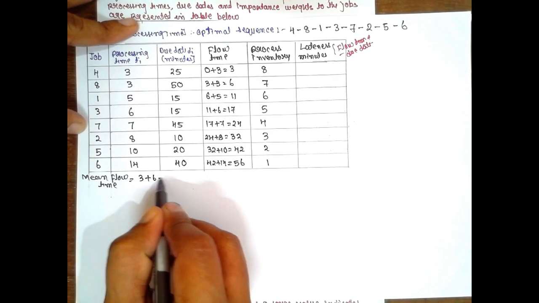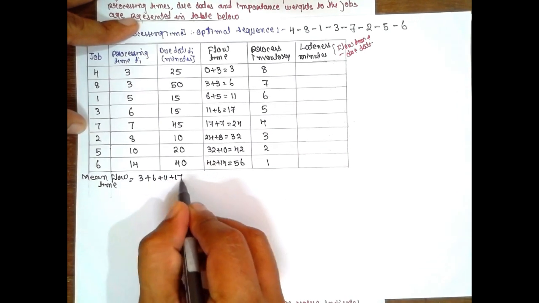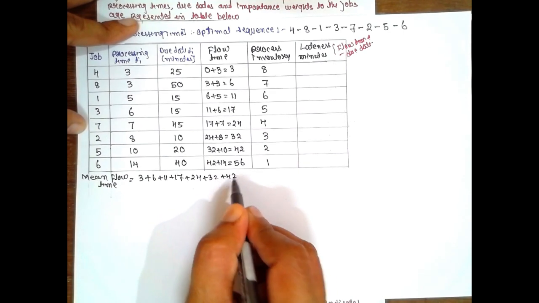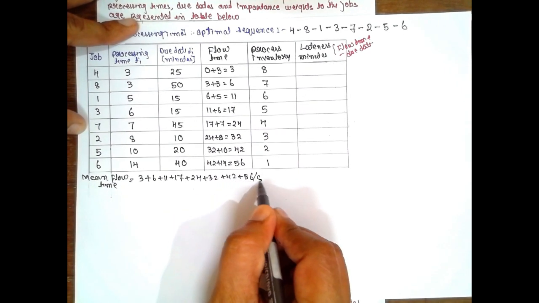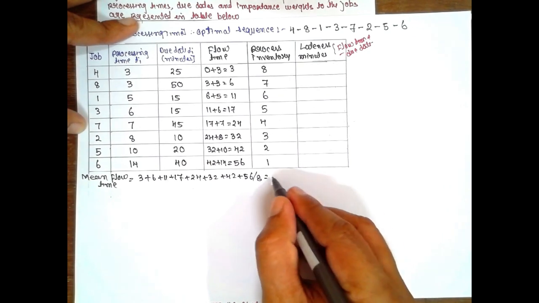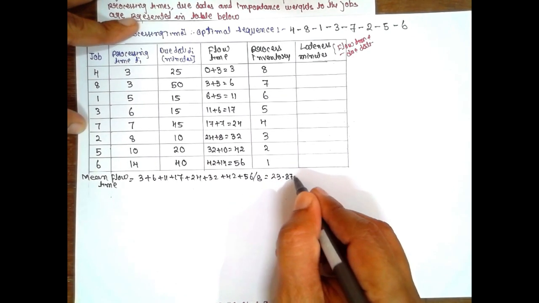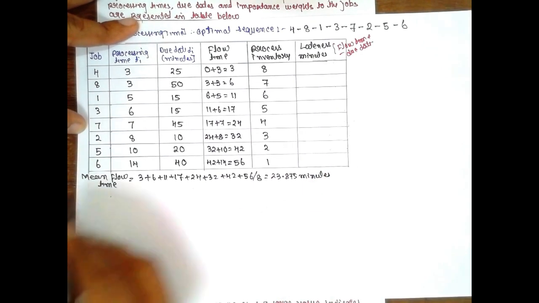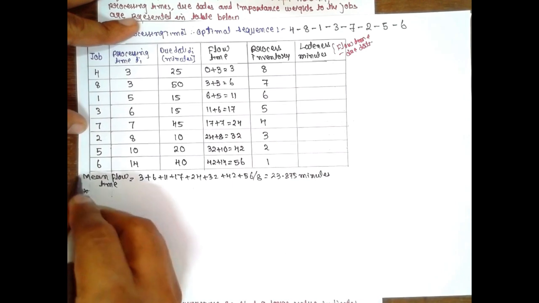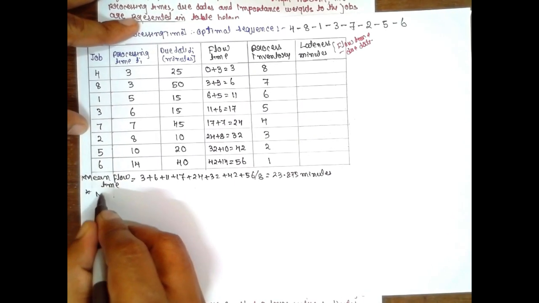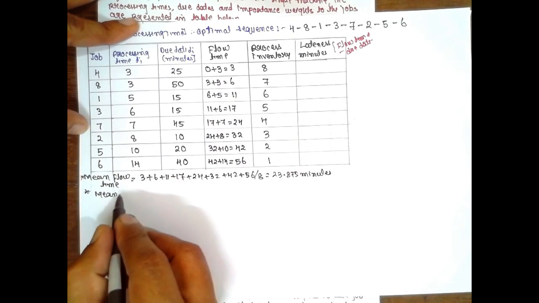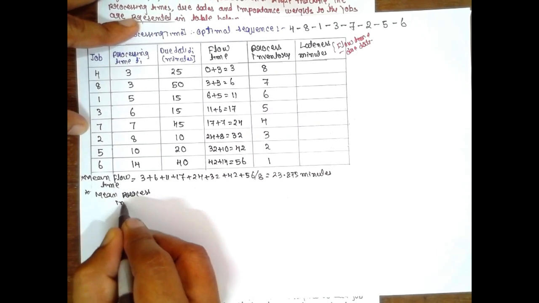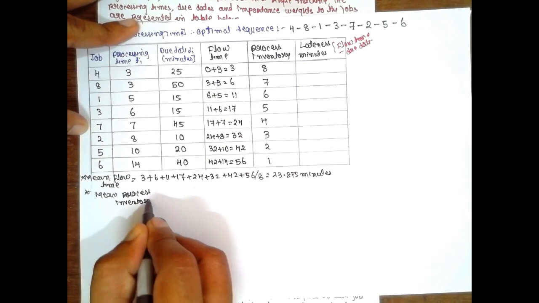3 plus 6 plus 11 plus 17 plus 24 plus 32 plus 42 plus 56 divided by 8. The answer is 23.875 minutes. Similarly, find out the mean processing inventory, or average process inventory.